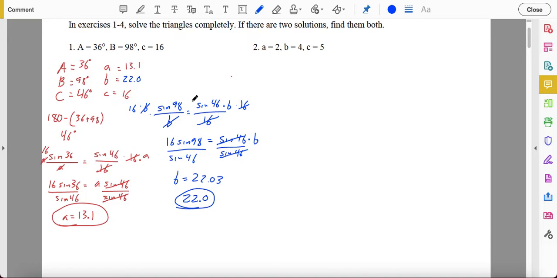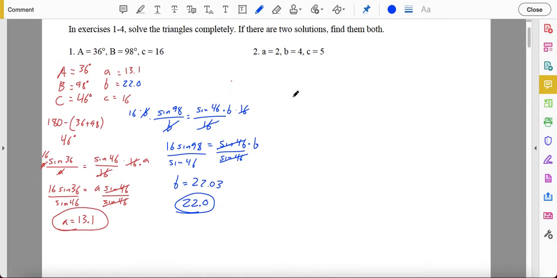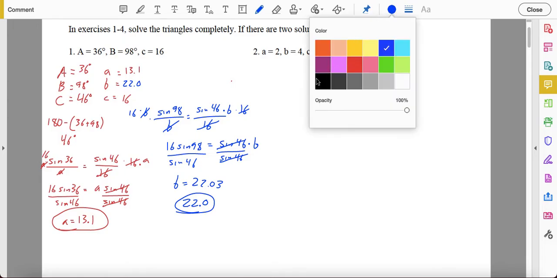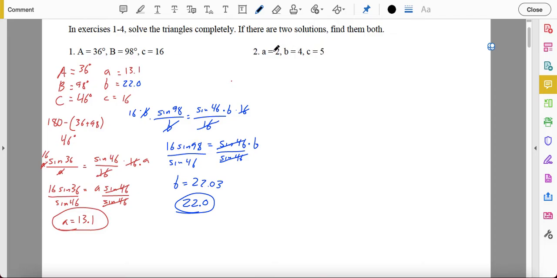So on to number 2. All right, number 2, just taking a quick look at it, we see that we have 3 given attributes. They're all side lengths this time. So we make our chart of givens, just to organize our information. We have no angles, but we have all the side lengths. We have A equals 2, B equals 4, and C equals 5.